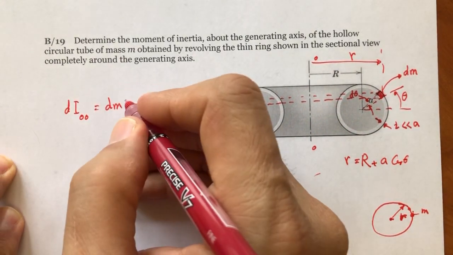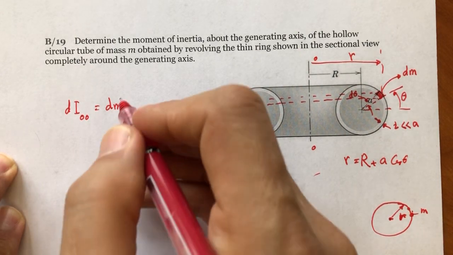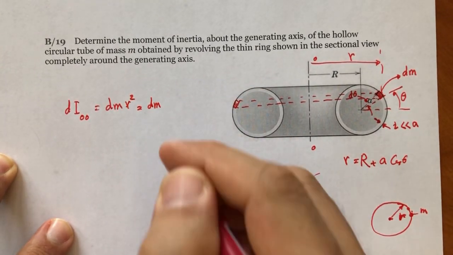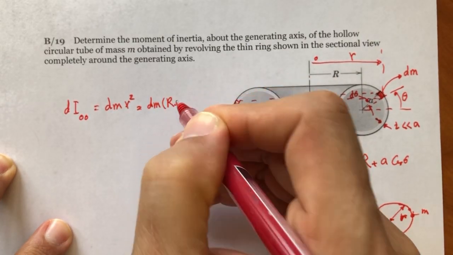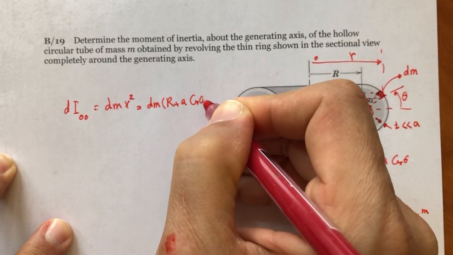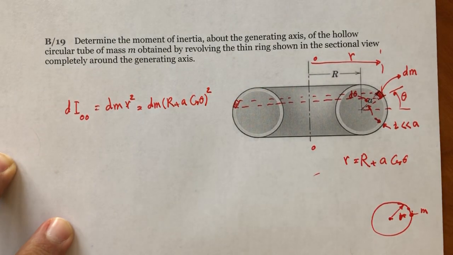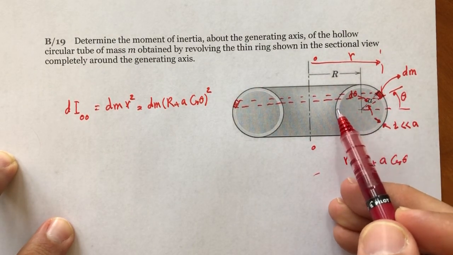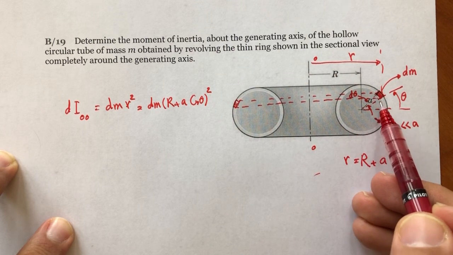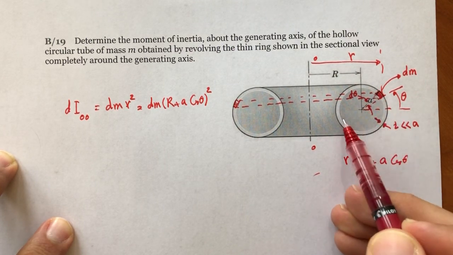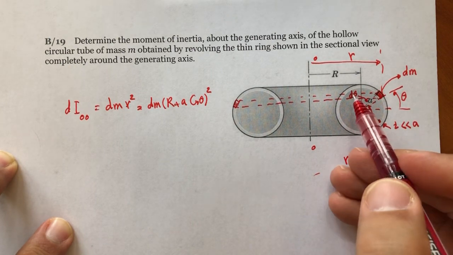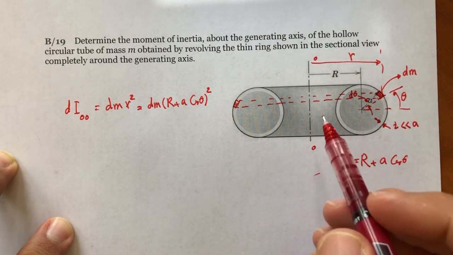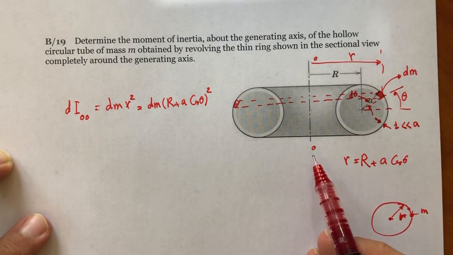So if I put that here, it's dm times (R plus a cosine theta) squared. Now if I integrate this, which means I need to consider all the rings, I need to sweep this element all across this circle, and calculate the mass moment of inertia of all of those rings about OO and add them together.